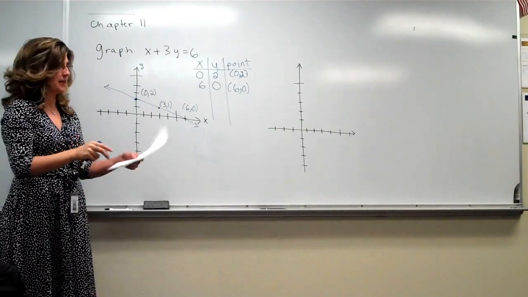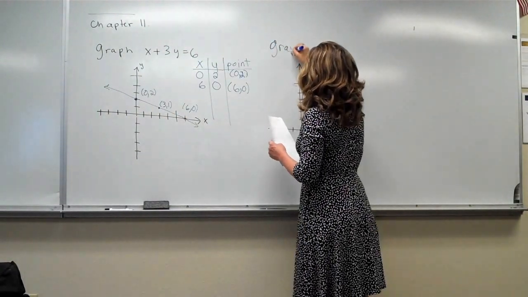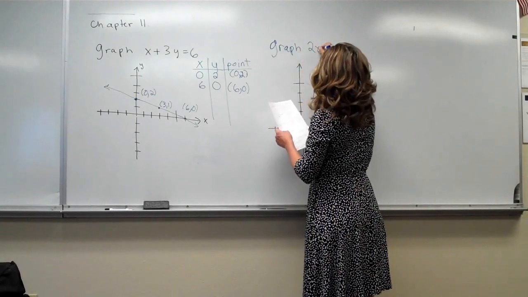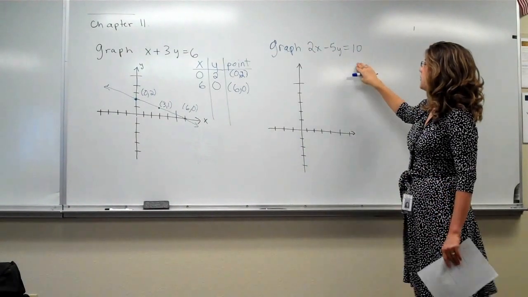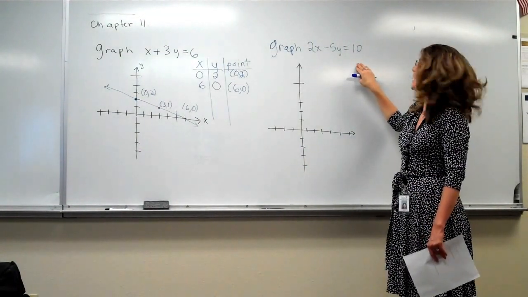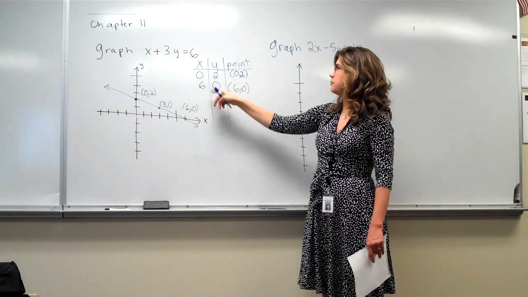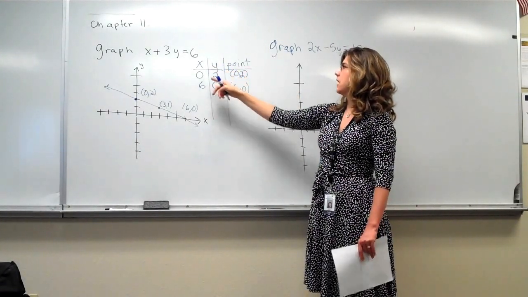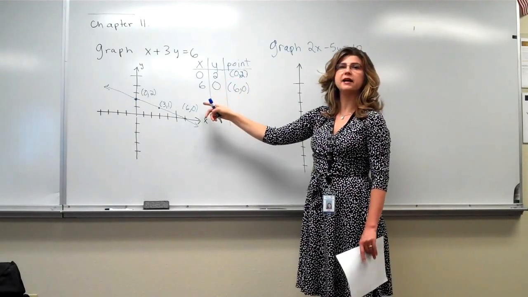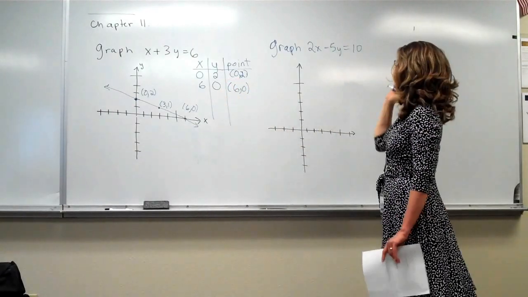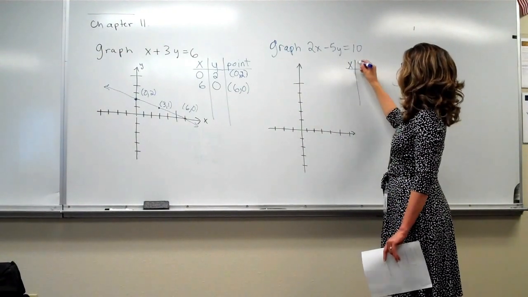Let's look at a second example. Graph 2x minus 5y equals 10. Again, I'm going to use the intercept method. So I'm going to draw a table like this with x and y. I'm going to put in 0 for x and see what I get for y. I'm going to put in 0 for y and see what I get for x, and those will be 2 points on the line. So, x, y.